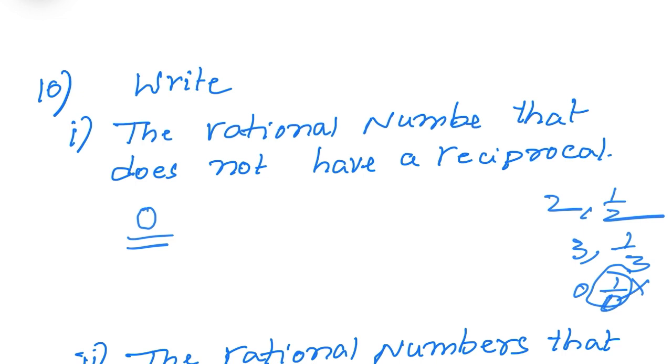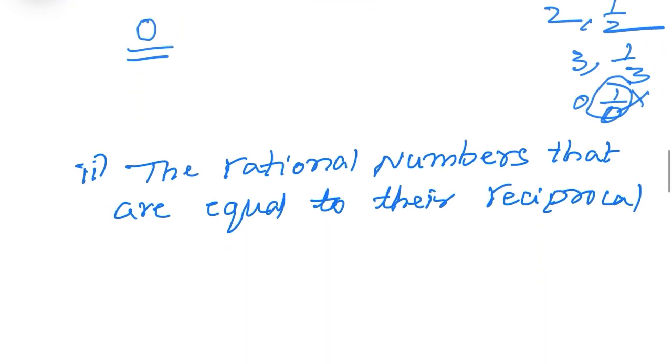If you want to write it, its reciprocal is 1 by 0, which is not defined in mathematics. Okay? So 0 is the rational number that doesn't have a reciprocal. Next bit you see: the rational numbers that are equal to their reciprocals. And here you see, except 1 and minus 1, the rest.